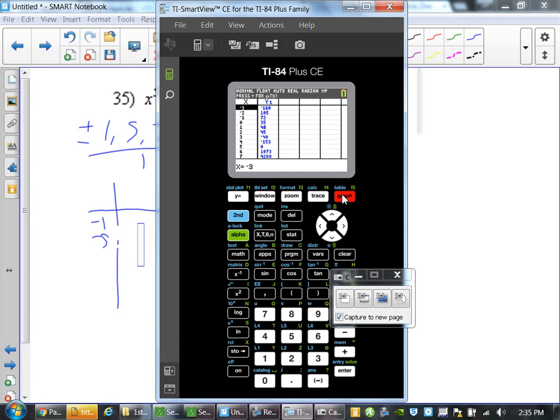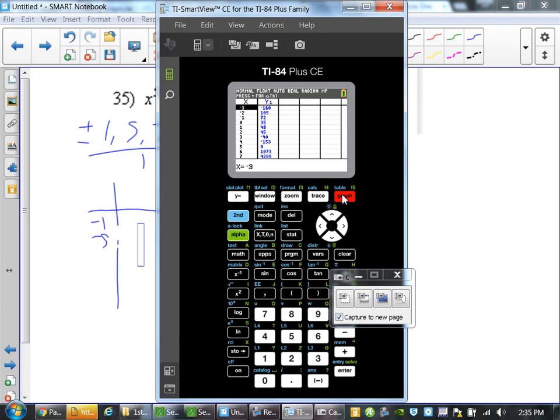Yes, ma'am. I'll explain it in a second. Yeah, because whatever your degree is, you can have that many zeros. You have up to 5 zeros, even if they are imaginary.